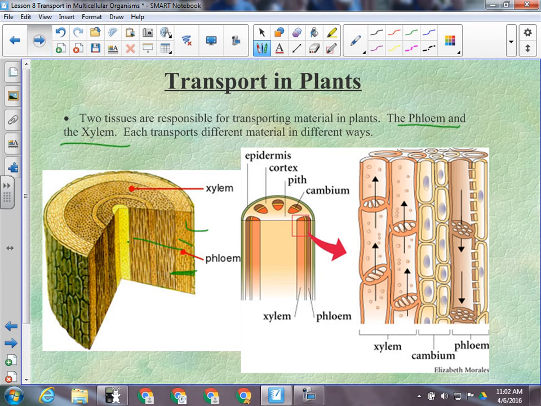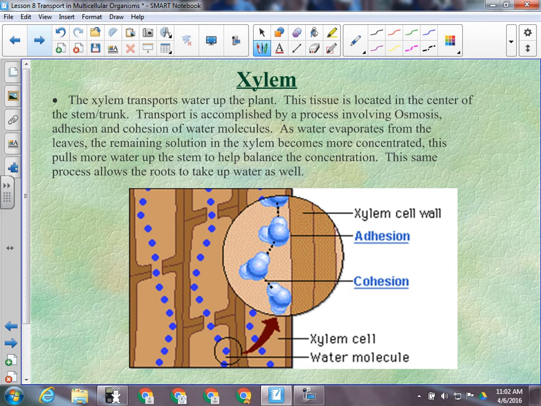All right. So the xylem transports water up the plant. Yep, definitely got to know that. It's located near the center of the tree, and it is accomplished with osmosis, adhesion, and cohesion of water molecules. So put a star on that paragraph because that's certainly one you're going to need to be able to regurgitate for me later.